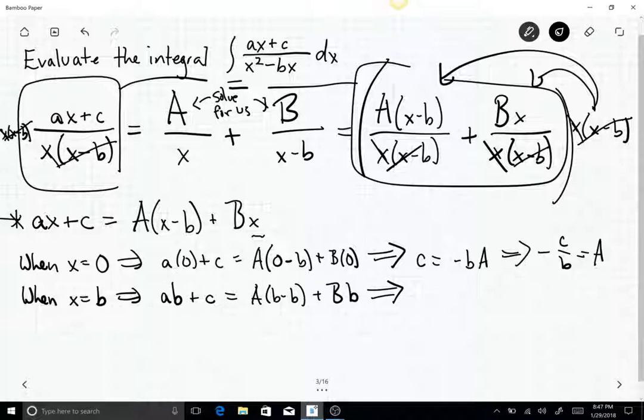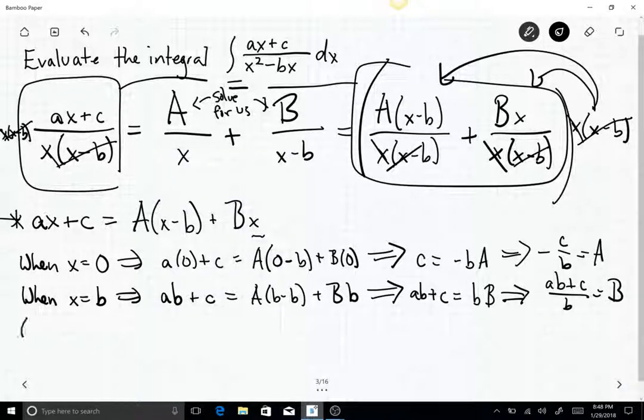So what we're left with is ab plus c equals, I'll just switch the order here, little b times capital B. And so what that means is that ab plus c all over little b equals uppercase B.